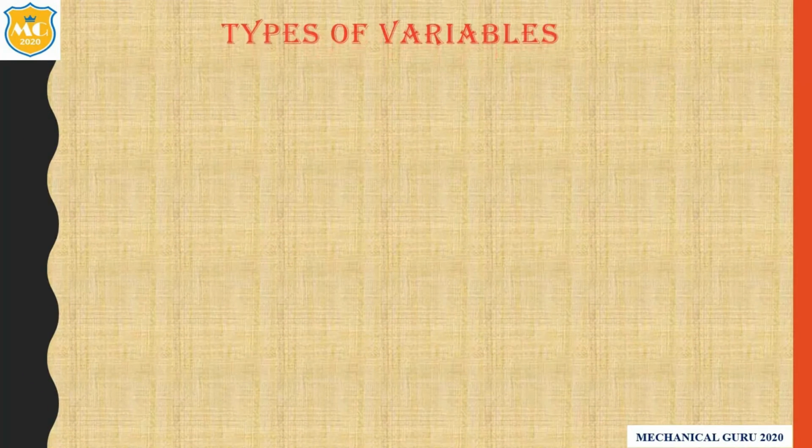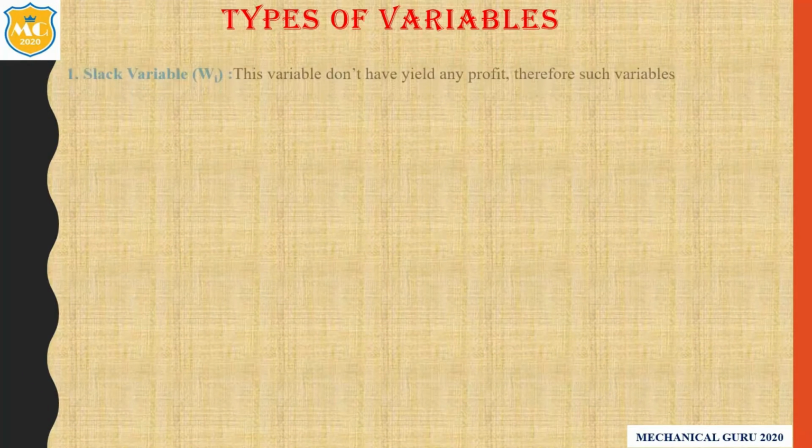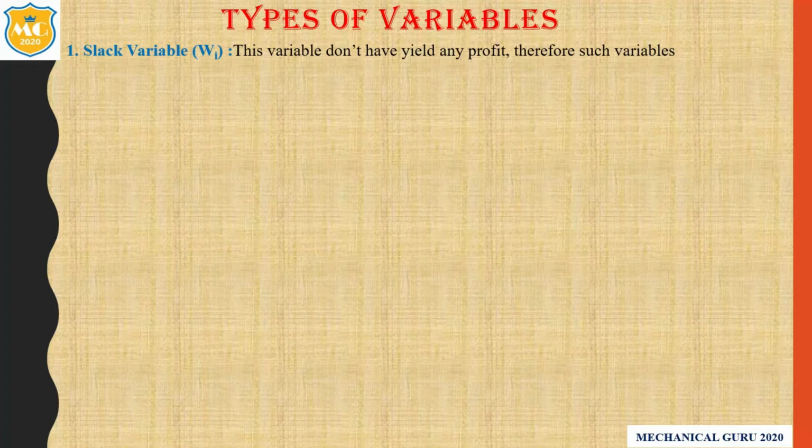Now we discuss the types of variables. These variables we already discussed in our first video, so here we just go through them. The first is the slack variable, represented by wi. This variable does not yield any profit. Therefore, such variables are added to the original objective function with zero coefficient.